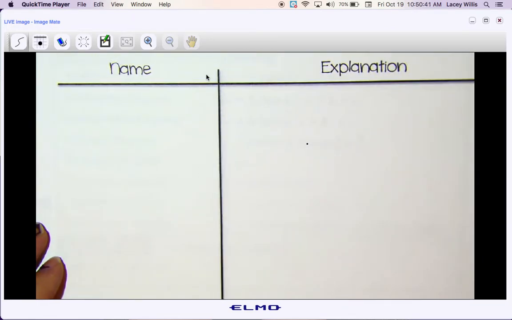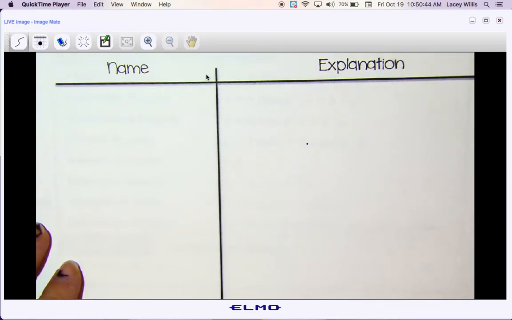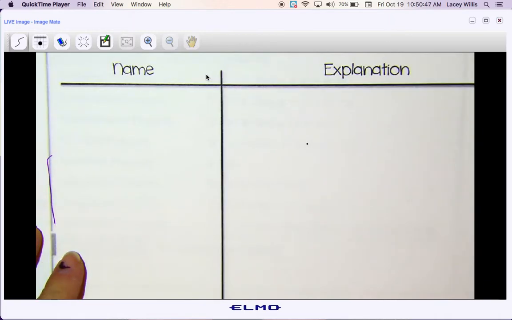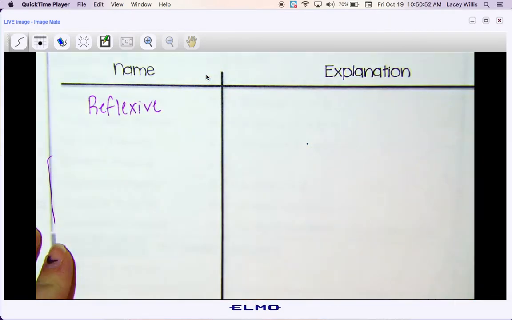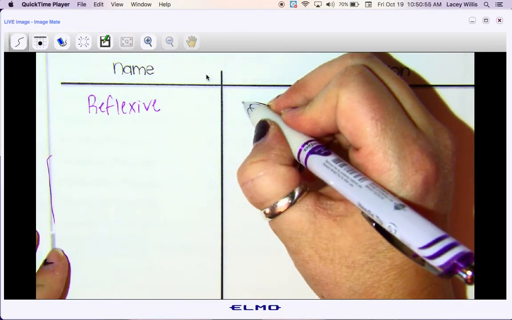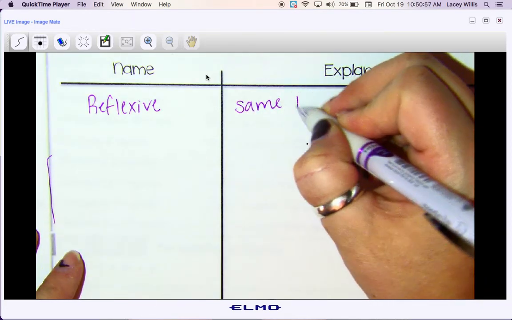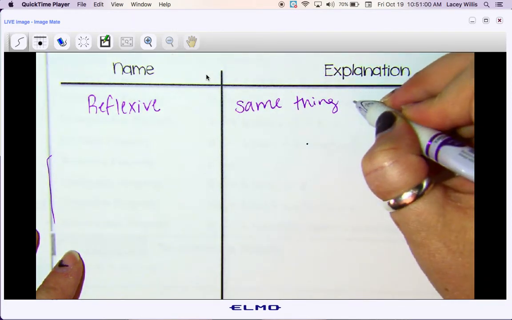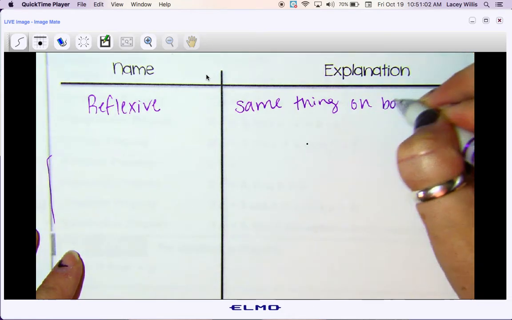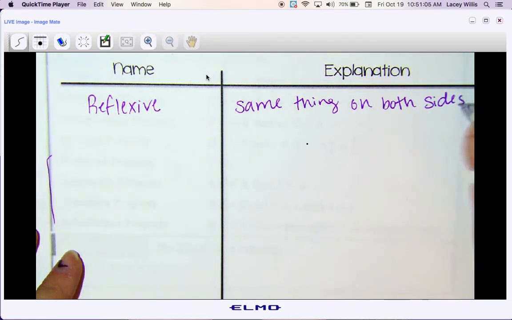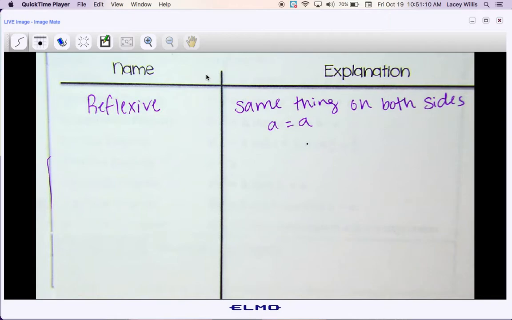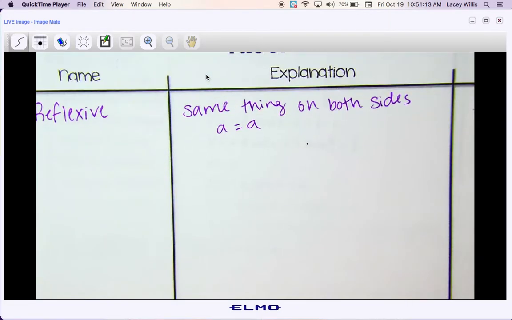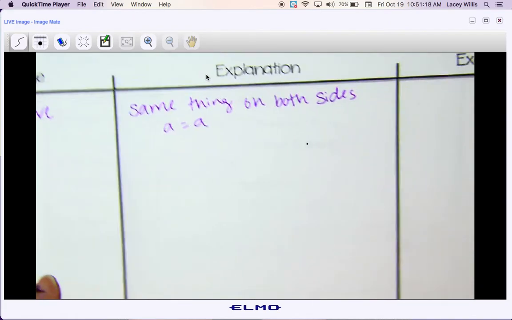So I'm going to go kind of fast. If I go too fast, just take a picture of it later, or you can watch this video back. So the first one is called reflexive. And this means that the same thing on both sides are equal. So like if it was A equals A, that's the technical way the rule is written. It says that something is the same as itself. And that sounds really weird, but you'll see how it applies later.